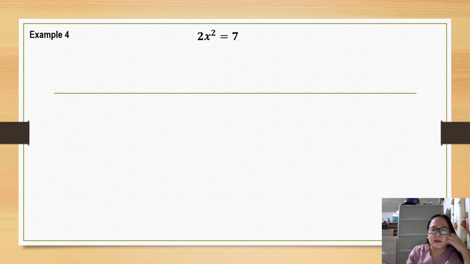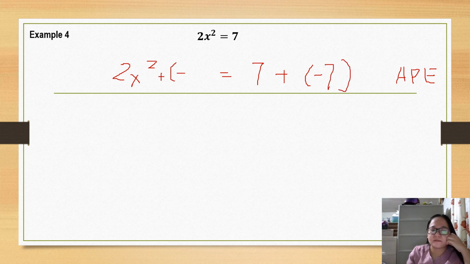Another one. Okay, so this is 2x squared is equal to 7. To write it in standard form, apply the addition property of equality. Make the right side of the equation 0 by adding negative 7 on the right side. We must also add negative 7 on the left side to maintain the balance. So the right side now becomes positive 7 plus negative 7, that is equal to 0, and the left side now becomes 2x squared minus 7.